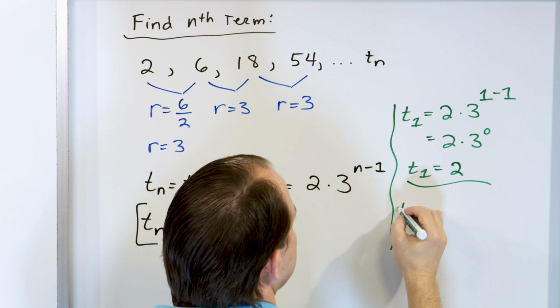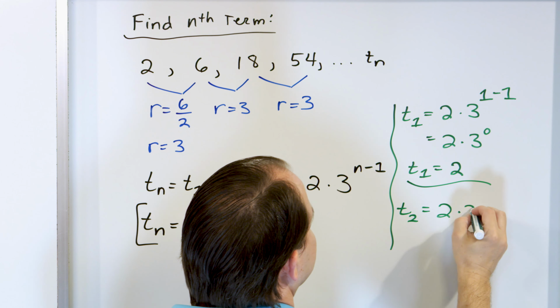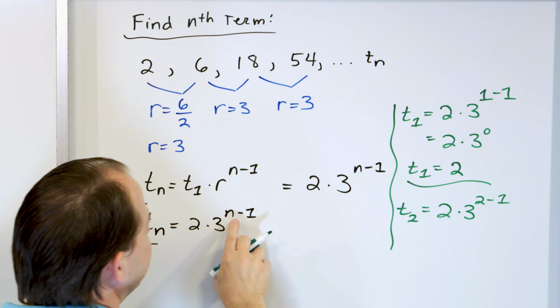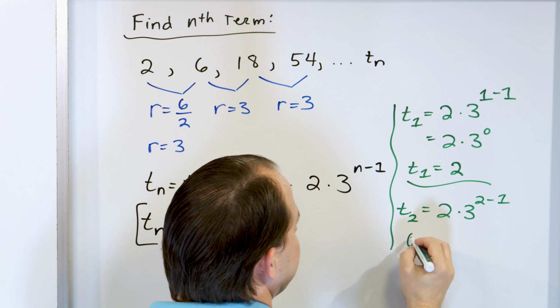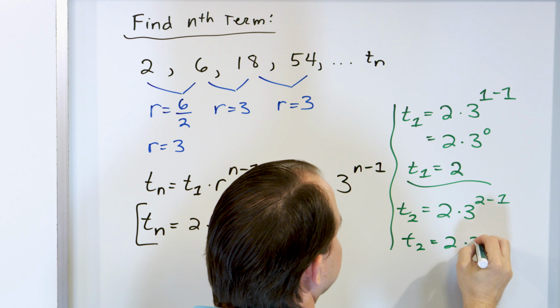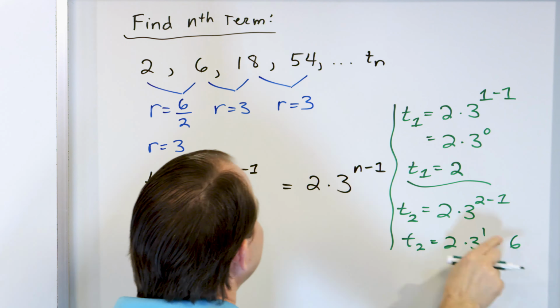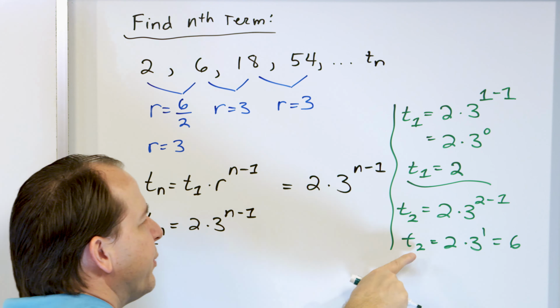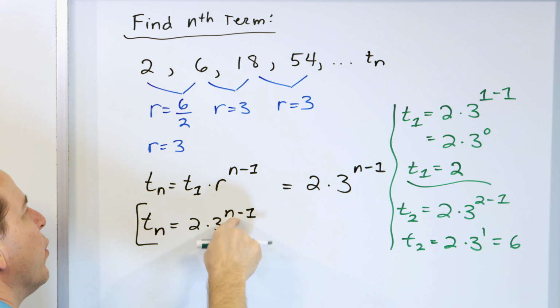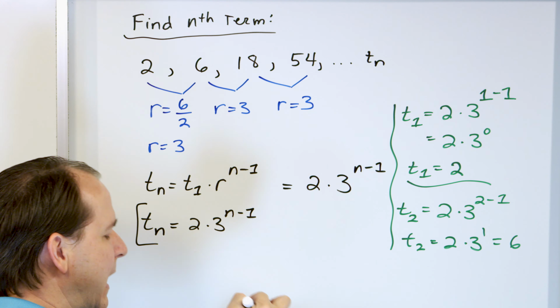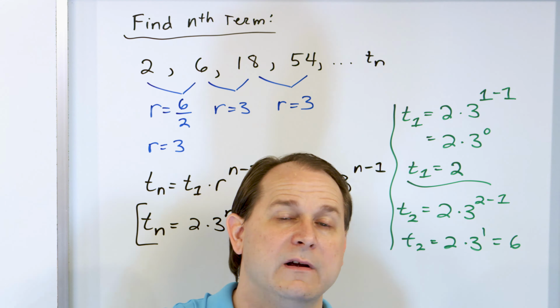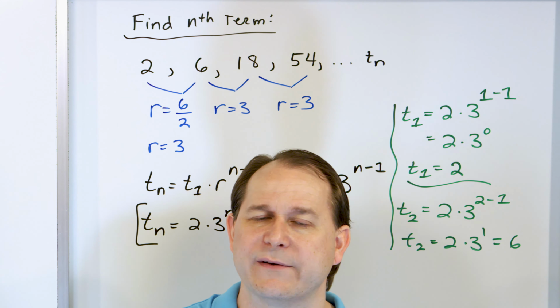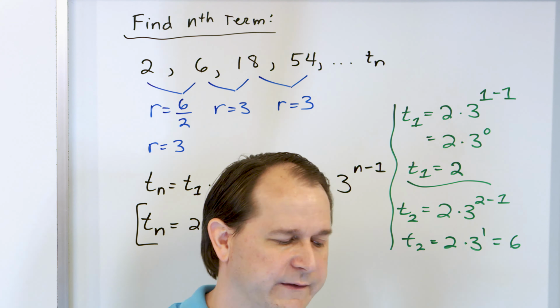We'll do one more. 2 times 3 to the 2 minus 1. All I did was put the number 2 into this equation. What are you going to get? 2 times 3 to the 1 power, which you know is 6. That is the second term. You could go and put n equal to 3, n equal to 4, and recover all these terms. And then you could go beyond 4, putting 5, 6, 7, 1,000, 1 million in there, or whatever, and you would get whatever that term is of the sequence.